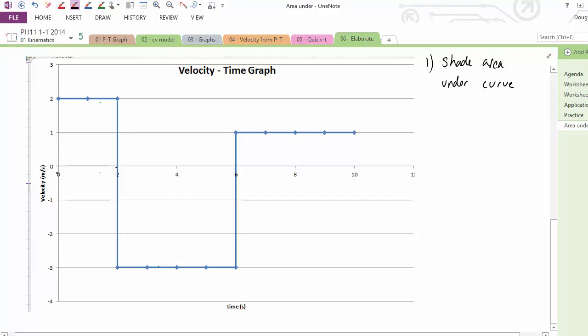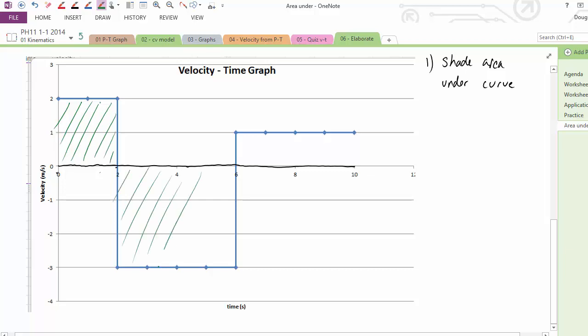Strictly speaking, we're not looking for the area under a curve. What we really are doing is looking for the area that's bounded or surrounded by the curve and the time axis, the horizontal axis. So this is one area. Here's another area. And there's the third area. So we can call this maybe area 1, area 2, area 3.